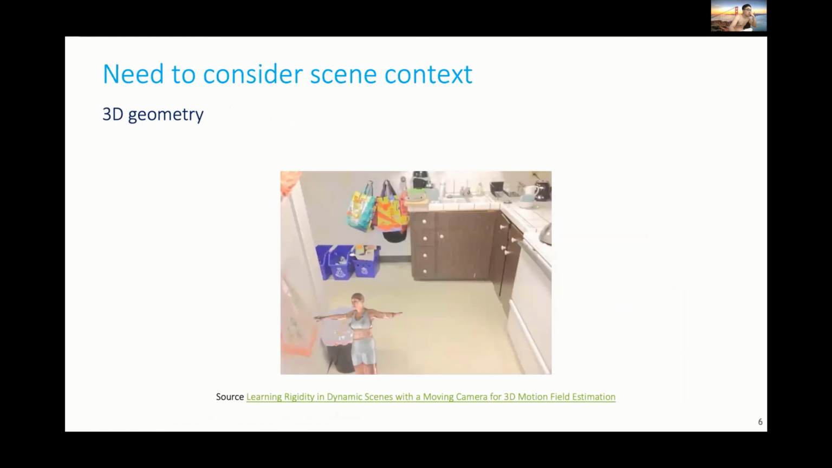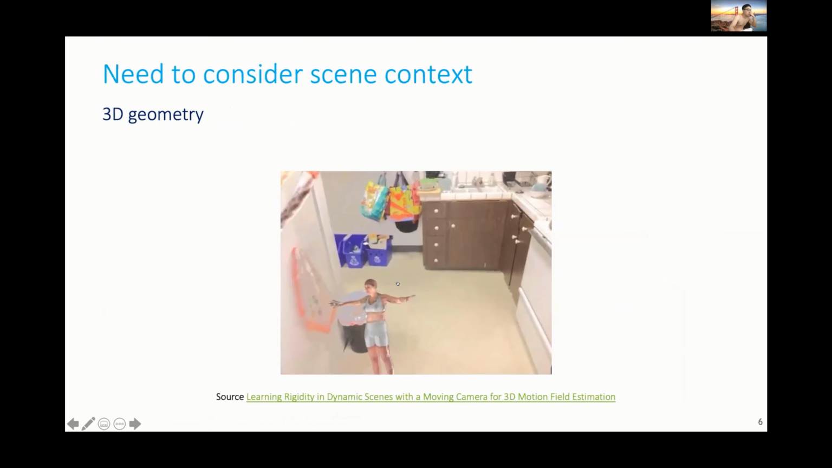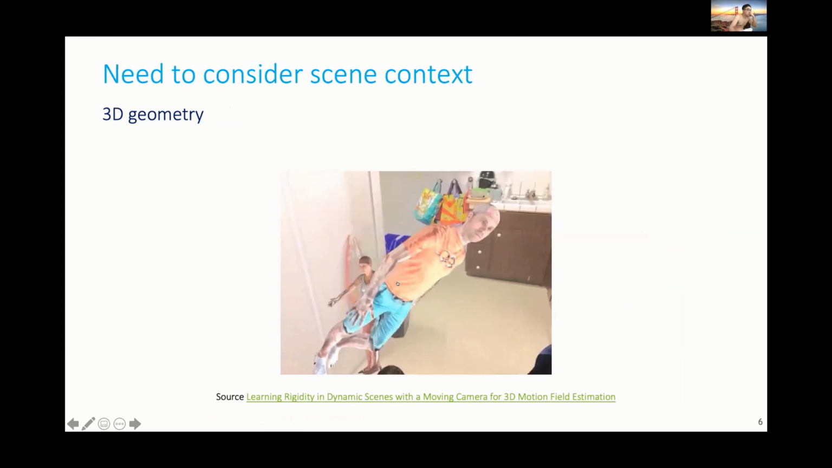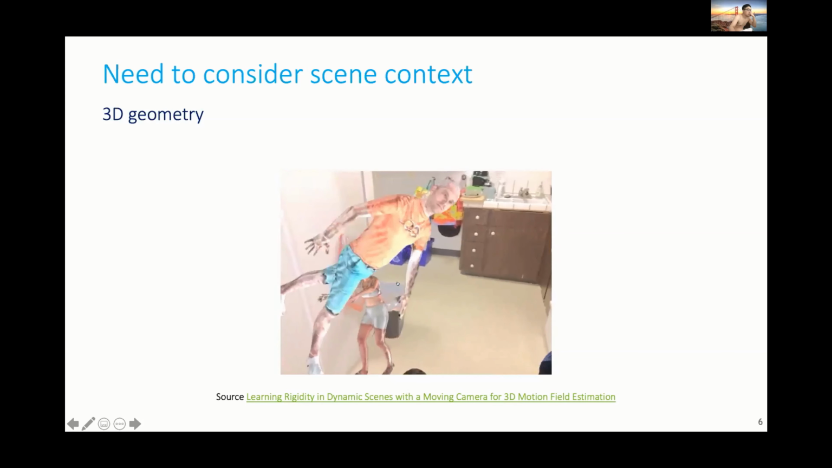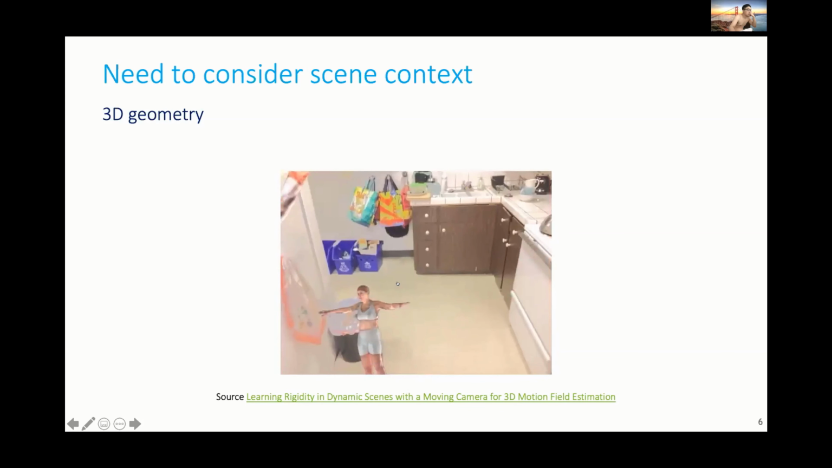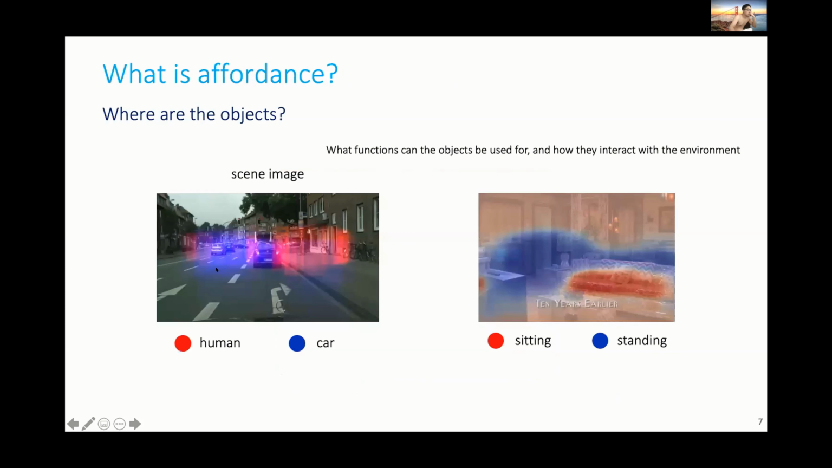And for a 3D scene, we certainly need to know the 3D geometry. Otherwise, it would be very difficult to insert a human into the scene and have realistic results. In order to do that, we take the idea from affordance. So what is affordance? Basically, we want to know the functions that objects can be used for and how they interact with the environment.